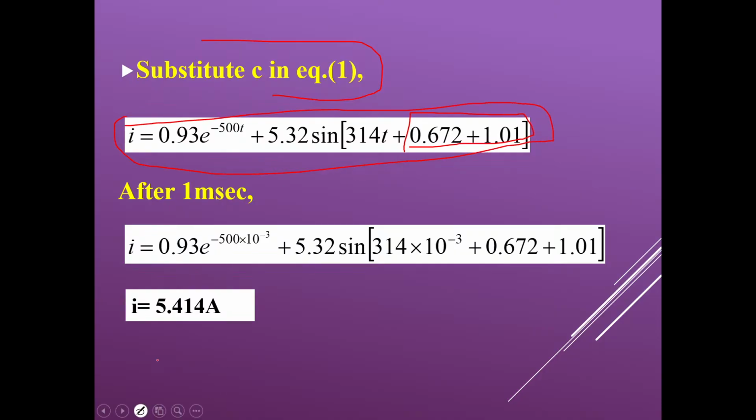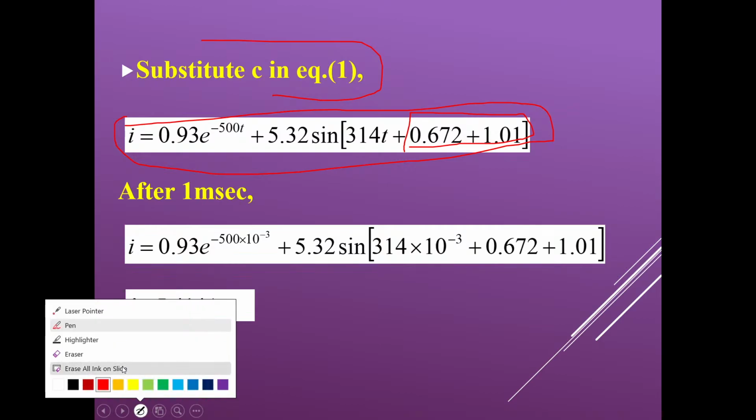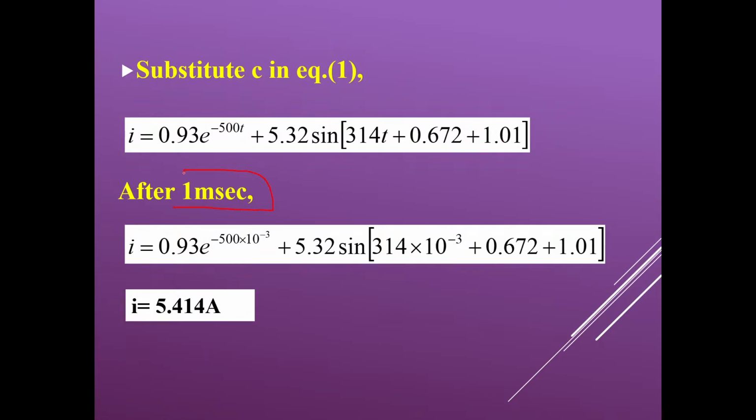Now they have even asked us to determine the current for 1 millisecond time delay. So wherever t is there in the above equation, you just substitute 1 millisecond. Here t is there, here t is there, substitute 1 millisecond. So that's what I have done, 10 power minus 3, 10 power minus 3. I have substituted, I have simplified.